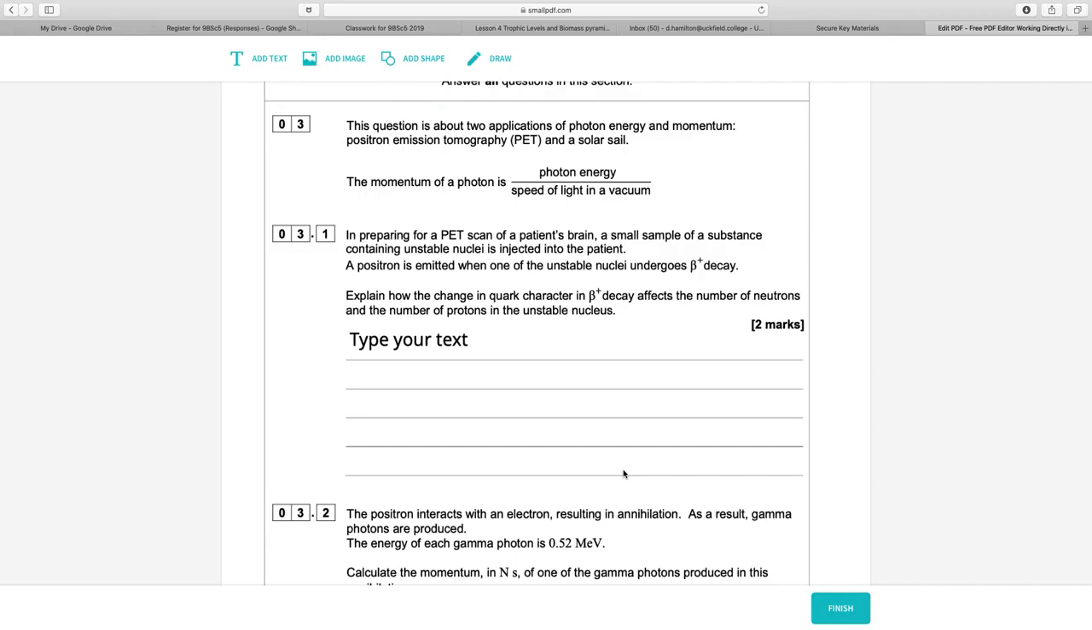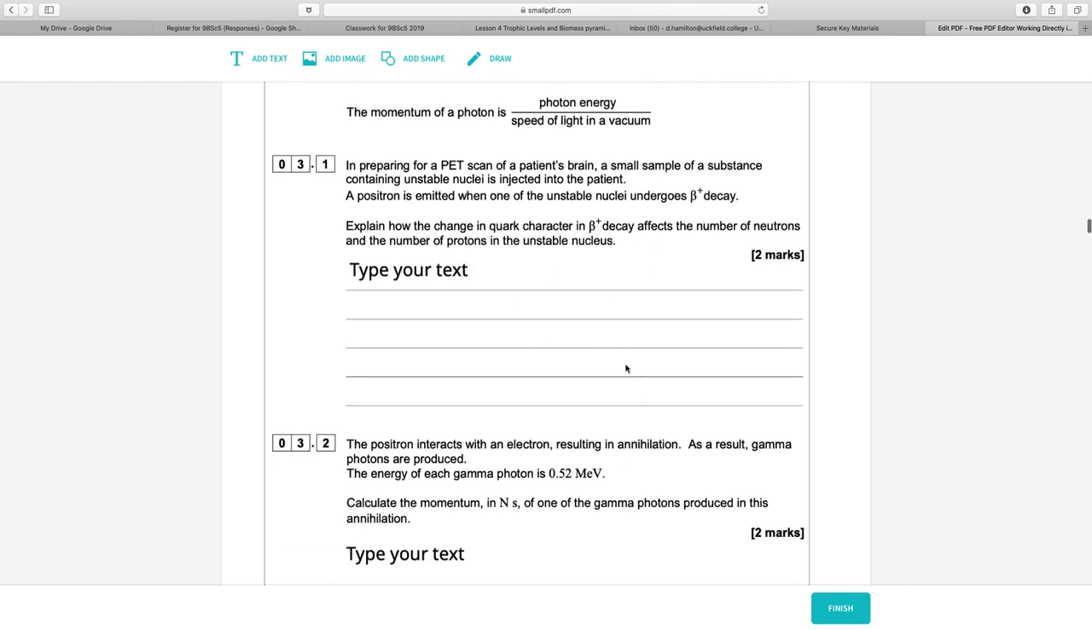Well, I think I would have to go on to talk about why that happens. What is changing to cause this change of character? So this is an up quark changing to a down quark. There's your second mark. Or you could just say you go from up, up, down to up, down, down. So those are your two marks. You state how the number of neutrons and protons changes, and explain why that happens. It's that change of quark flavour. So specifically the change in quark flavour.